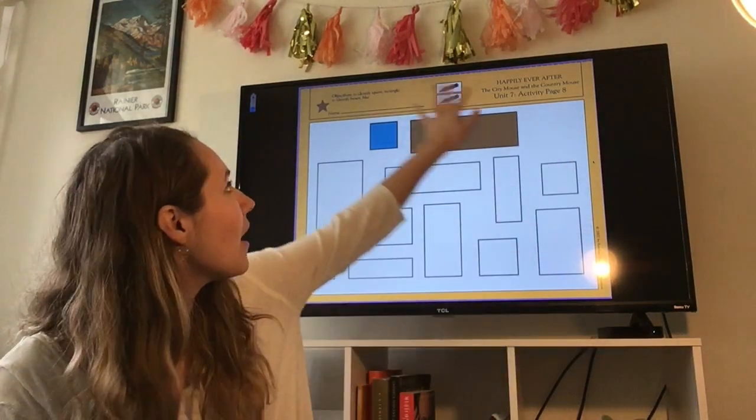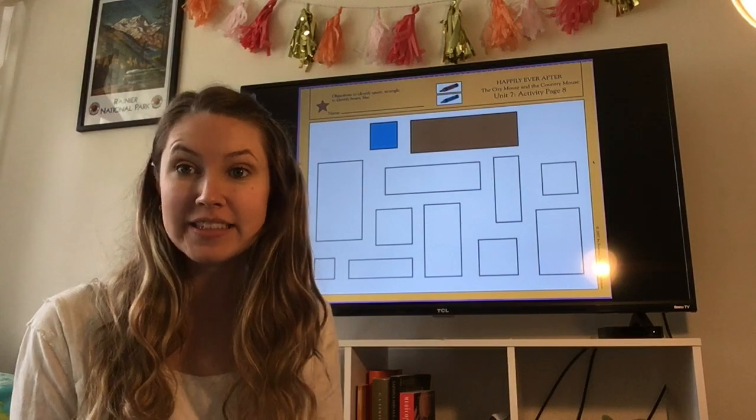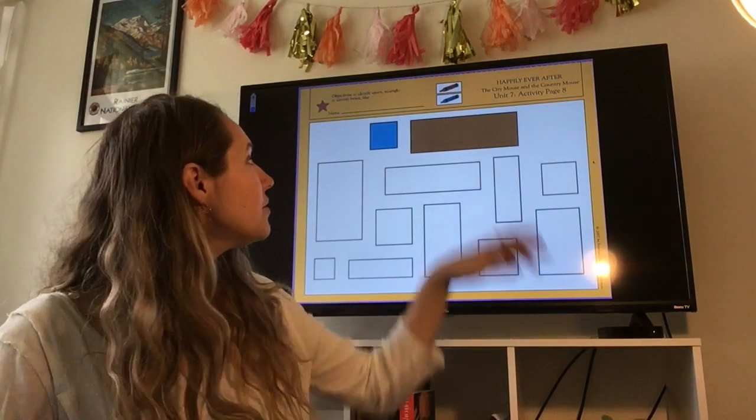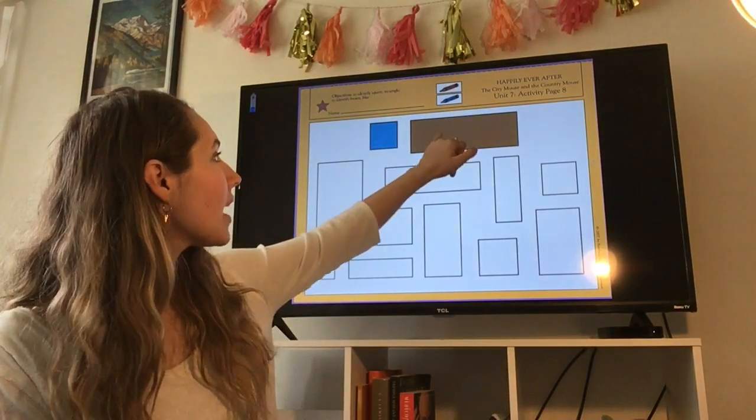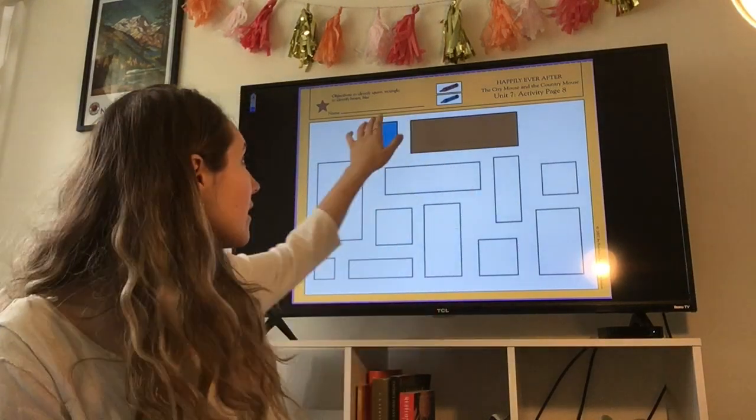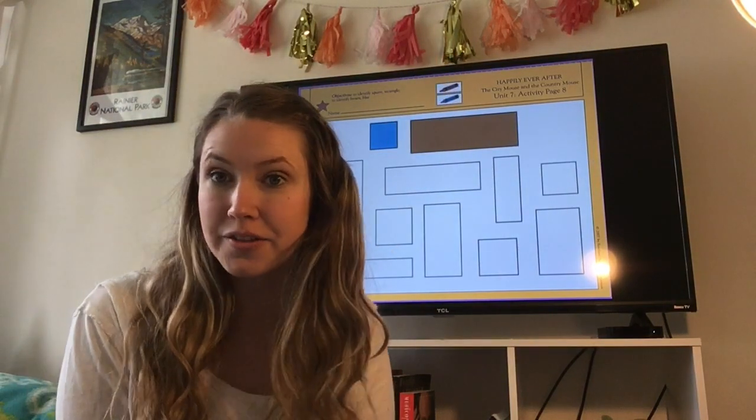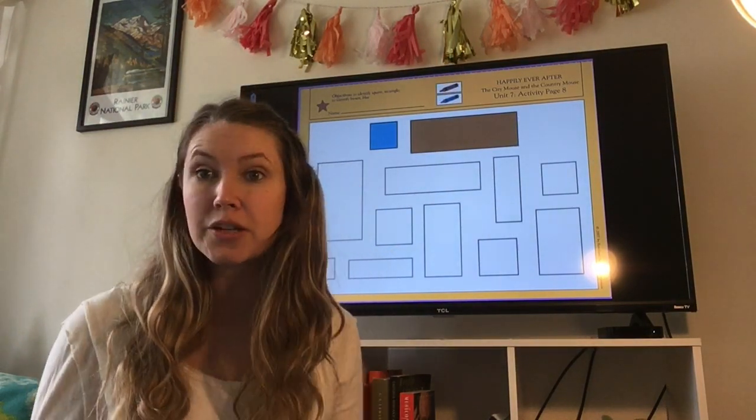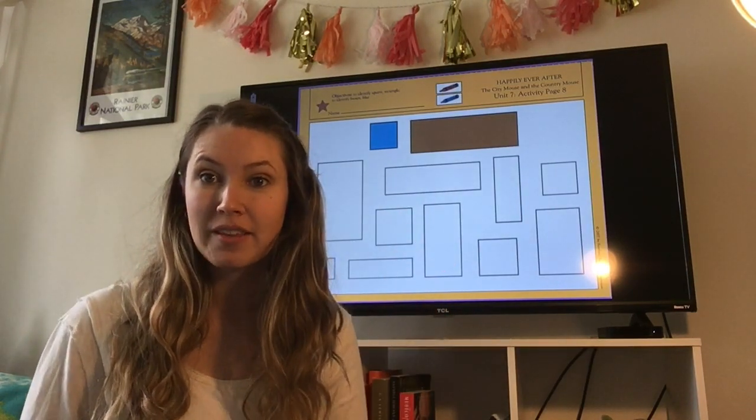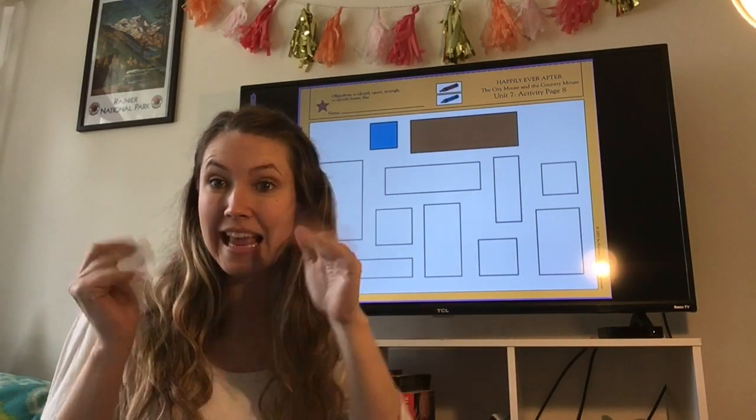All right, you guys, now we're on activity page number 8. And remember, our objective for this page is to identify or to tell apart squares and rectangles. So you see at the top here, a blue square and a brown rectangle. Now our job for this page is to find all the squares and color them blue, and find all the rectangles and color them brown. Remember, squares and rectangles both have 4 sides, but rectangles have 2 sides that are longer and 2 sides that are shorter. And squares have all 4 sides the same shape.